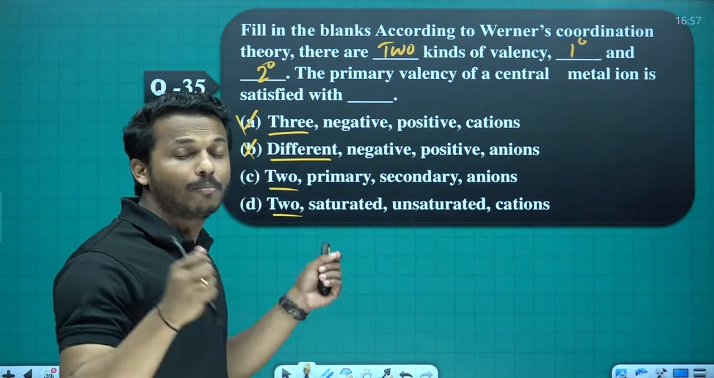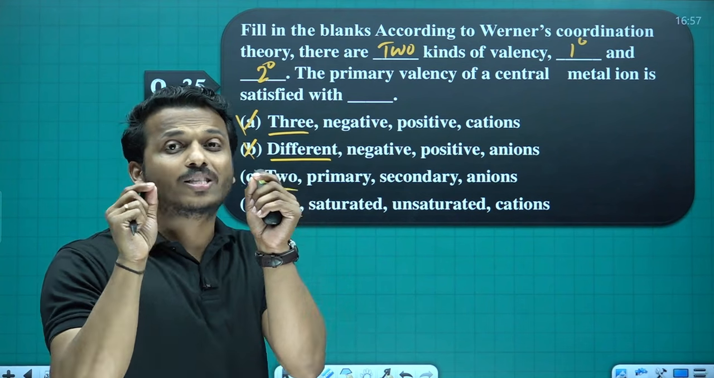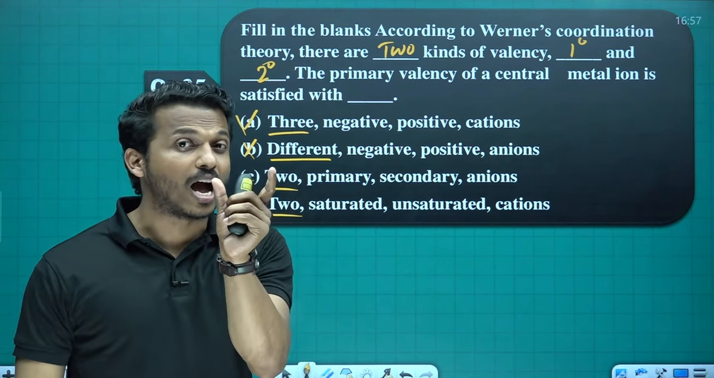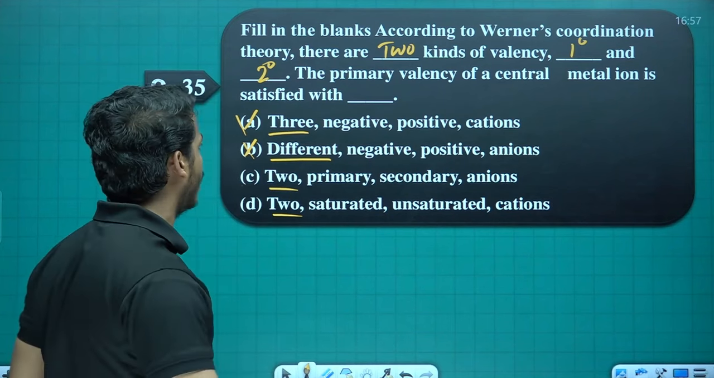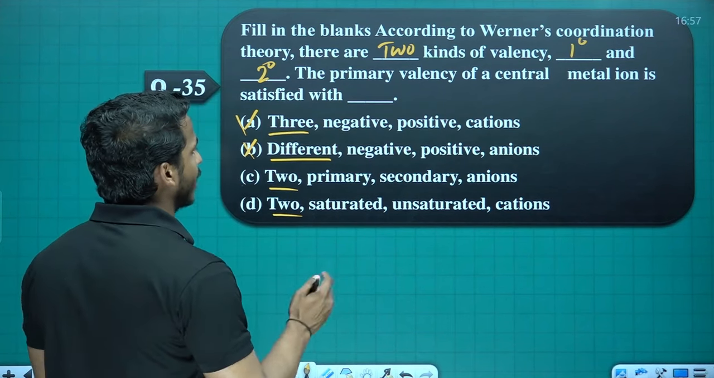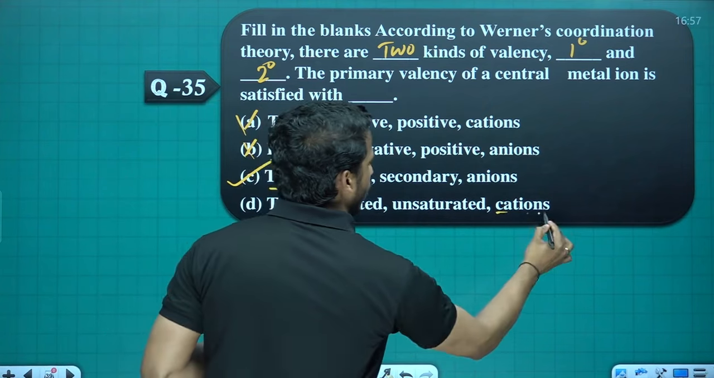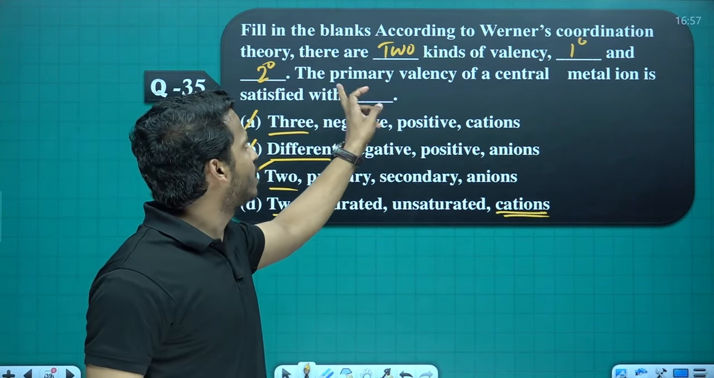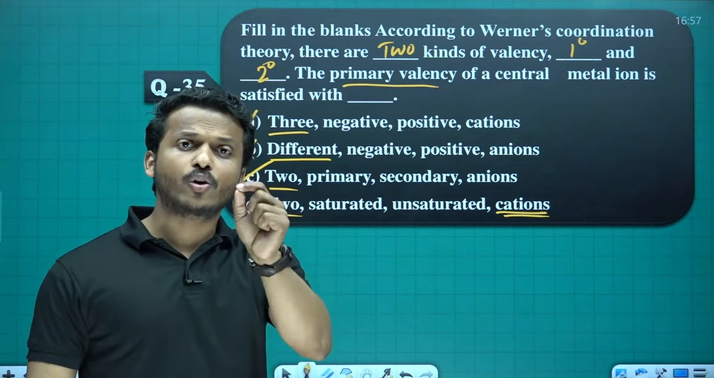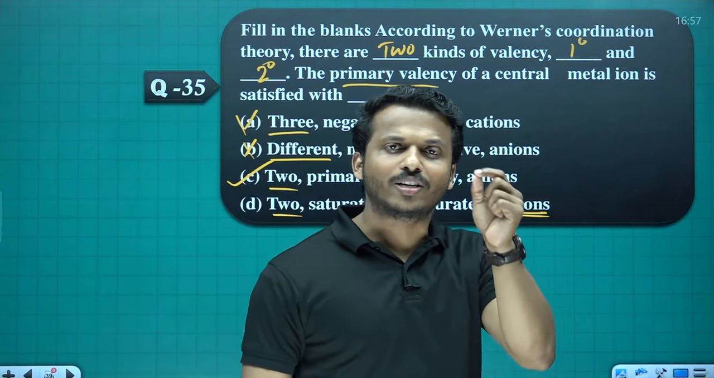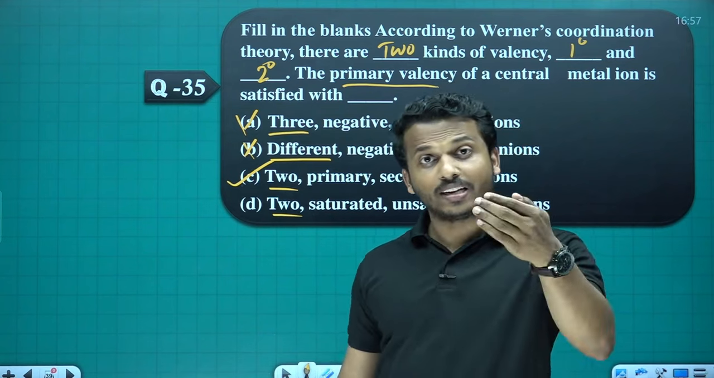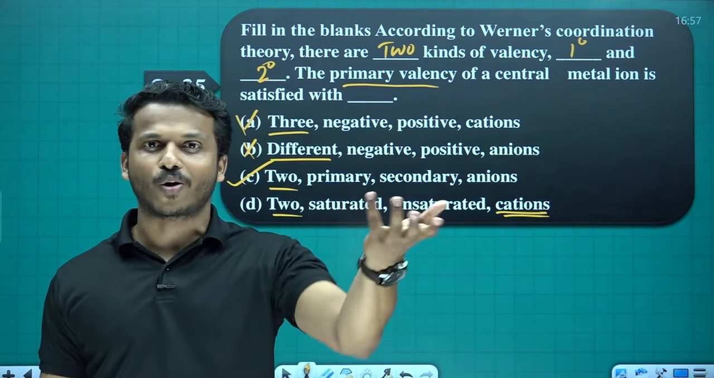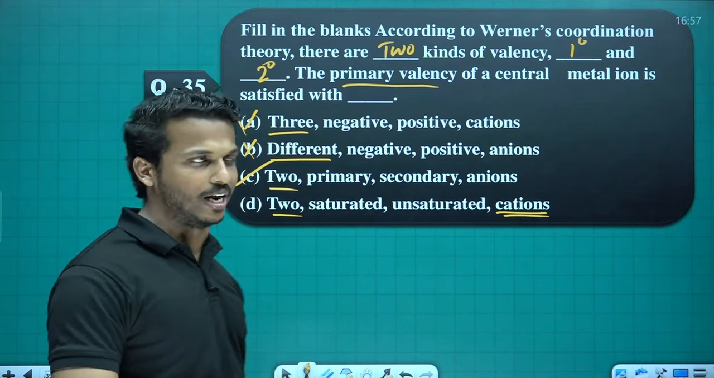Primary valency means what? The oxidation state. Oxidation state depends on what? The charged ligand. That means anions, right? So primary, secondary, anion. See, cation is not possible, right? Primary valency means oxidation state. When you calculate the oxidation state of a central metal atom, we need the negatively charged ligand because a neutral ligand won't contribute any charge to the oxidation state, right?